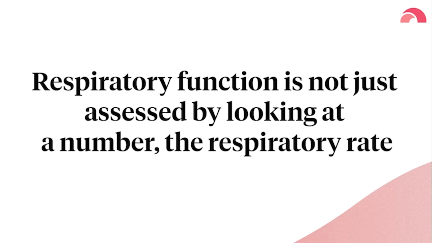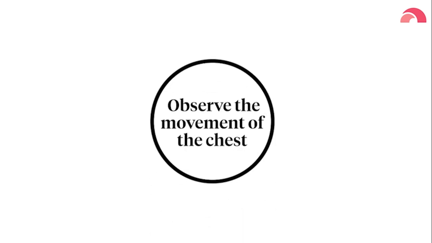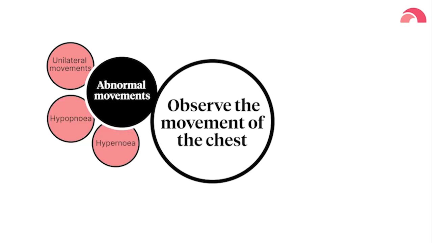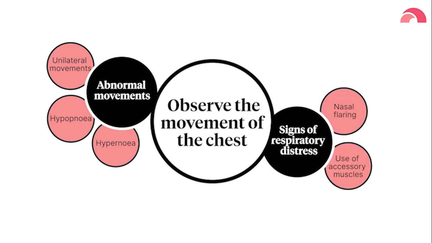Respiratory function is not just assessed by looking at a number, the respiratory rate. We need to also observe the movement of the chest for any abnormal movements, for instance unilateral movement of the chest, hypo or hyperpnea, and any signs of respiratory distress, such as nasal flaring, use of accessory muscles, and increased work of breathing.